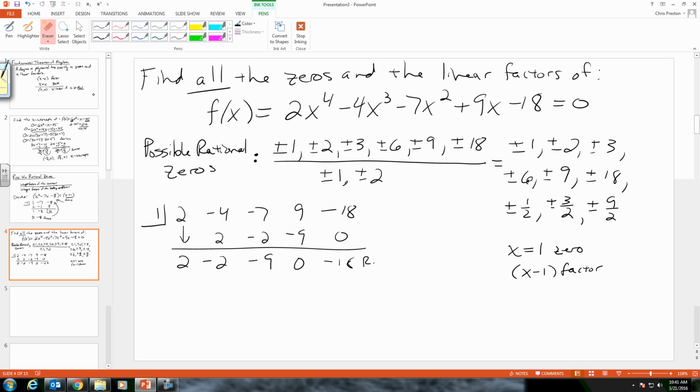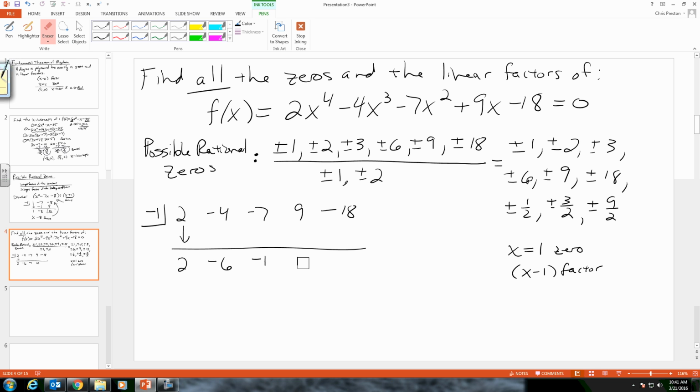So none of that stuff worked. So now I need to pick a new number to try. So maybe I'll try negative 1 to see if that works. So that's 2, that's negative 2, negative 6, that's 6, that's negative 1, that's 1, that's 10. No, that didn't work. So you just keep trying until you hit something that works.